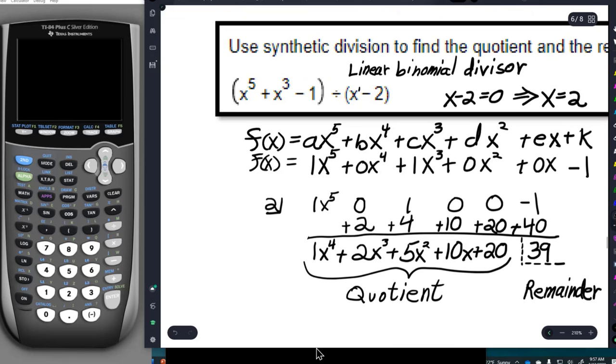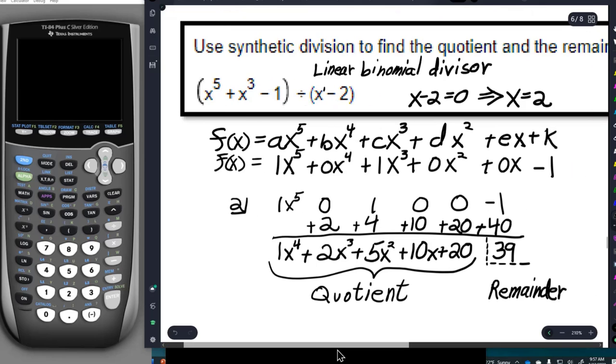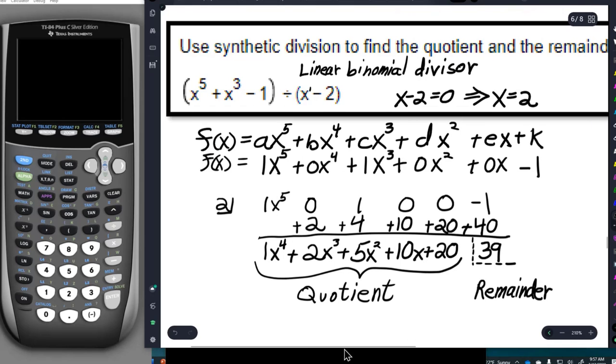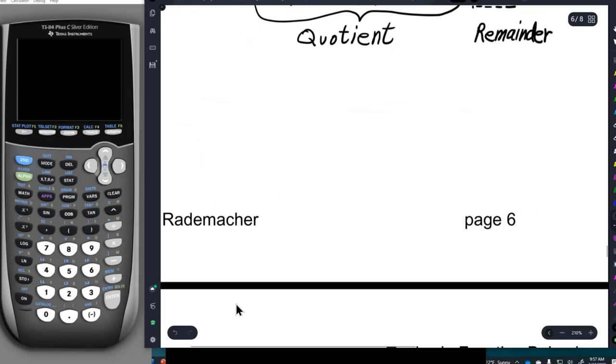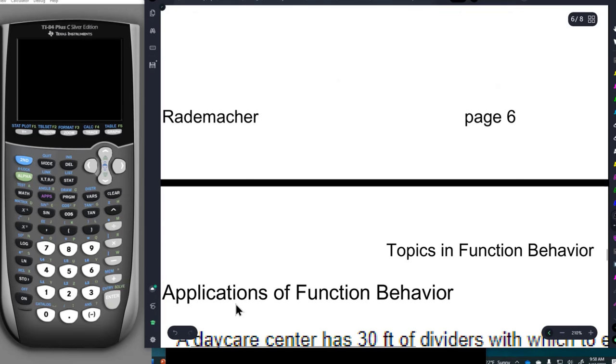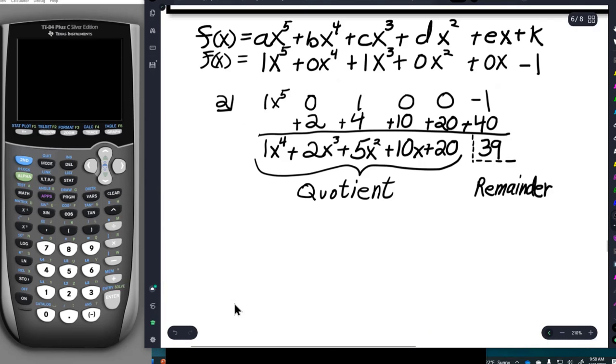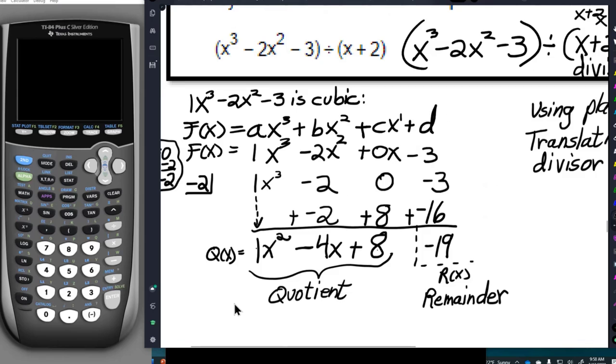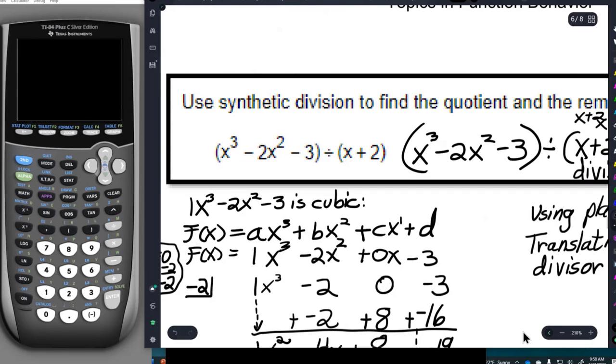Now, this is a perfect example of everything you need to know. We haven't learned everything to know about synthetic division. It has some other uses. But for what we're going to do, this is what we're going to be doing with synthetic division. Okay, questions about this? You're bound to have them.